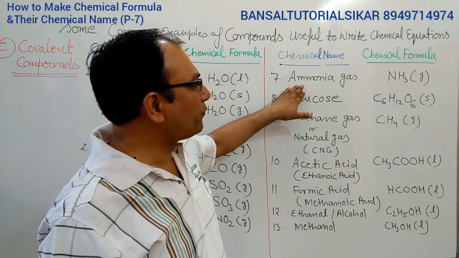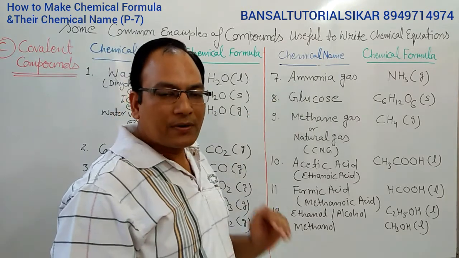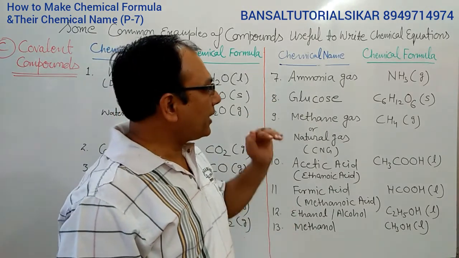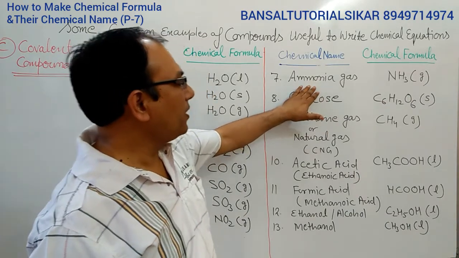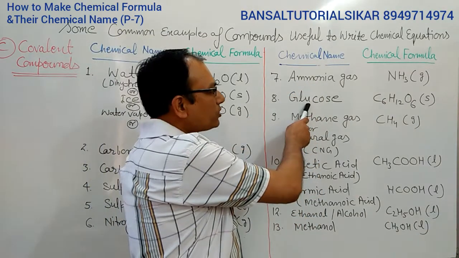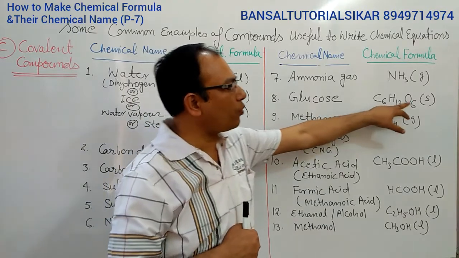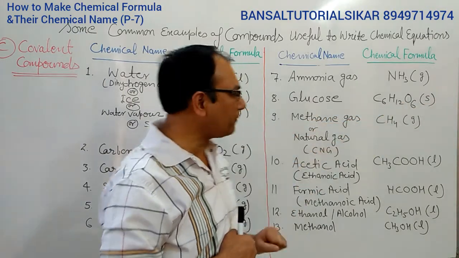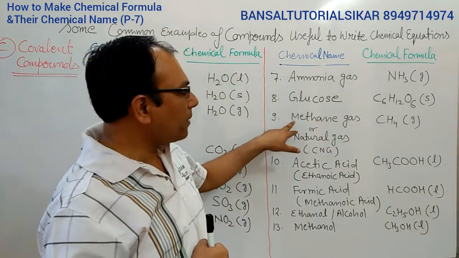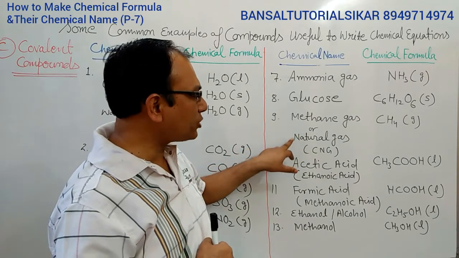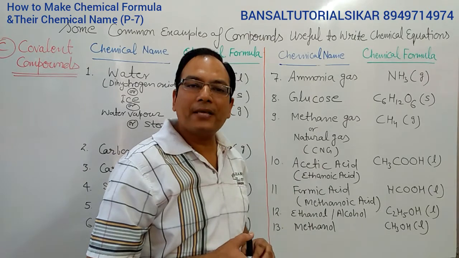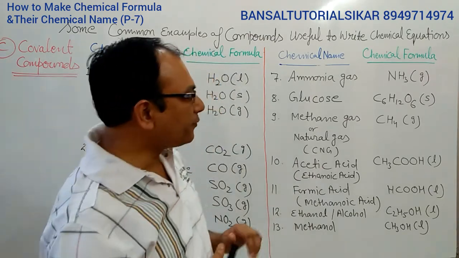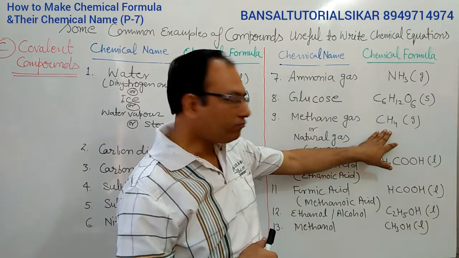Students, be careful about the formula of ammonia gas. Most of the time, students get confused about the formula of ammonia gas. So be careful. Next is glucose. The formula is C6H12O6. It is solid at room temperature. Next is marsh gas, also known as methane gas or natural gas. It is also known as CNG. CNG means compressed natural gas, and the formula is CH4.